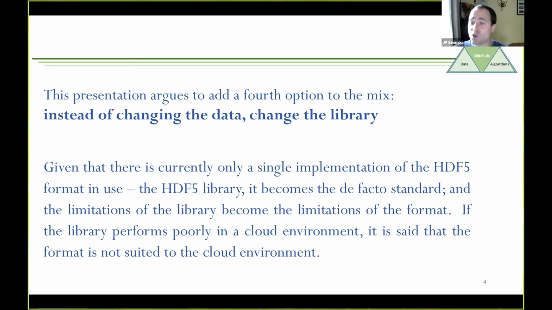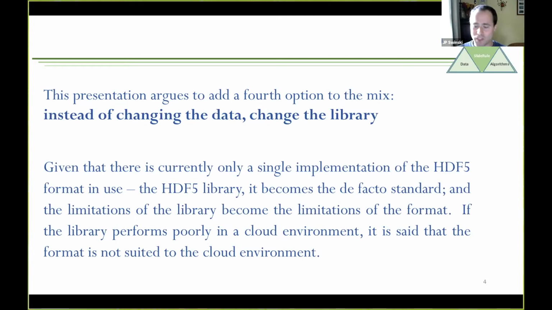Lots of people have told me, well, H5 is not good in the cloud. Well, what does that mean, right? And I was one of those people 6 months ago, right? What does that mean? Well, actually, what we really mean is that the HDF5 library, as it is implemented today, is not optimized for the cloud. That's the more precise way to state what we're saying.